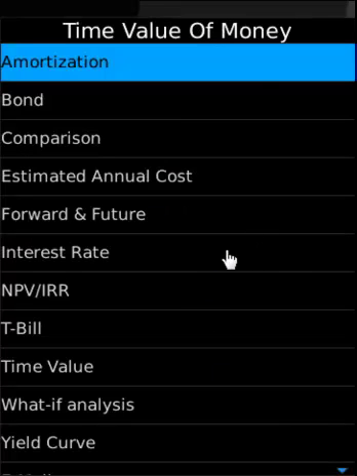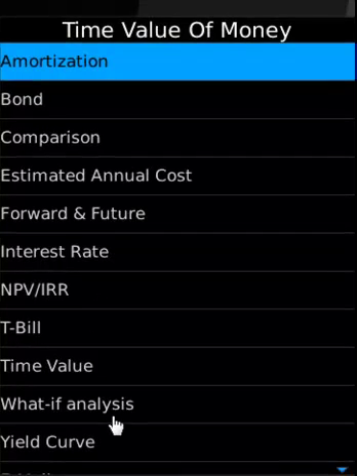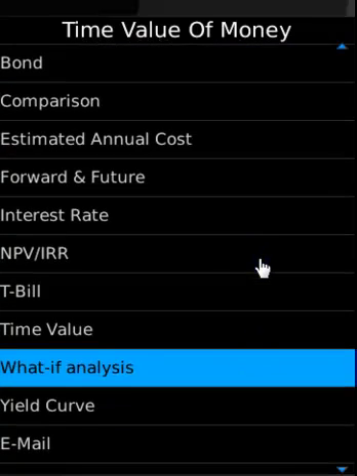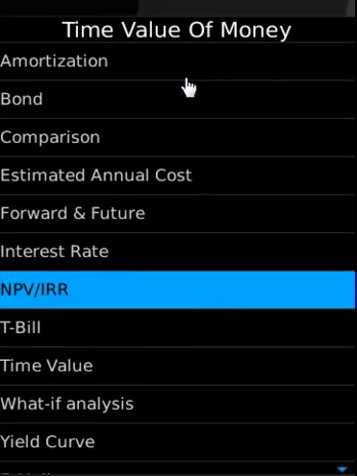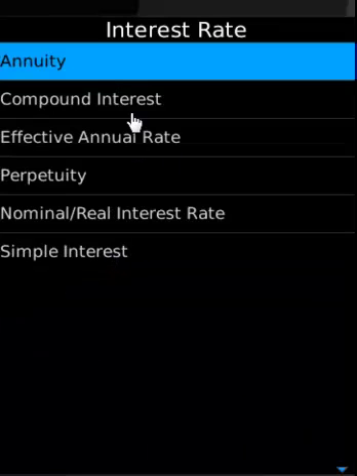Time value of money BlackBerry application provides functionalities for amortization, bond comparison, effective annual cost, forward and future, interest rate, NPV, IRR, T-bill, time value, what if analysis, yield curve. So under the interest rate, it performs annuity, compound interest, effective annual rate, perpetuity, nominal, real interest rate, and simple interest.